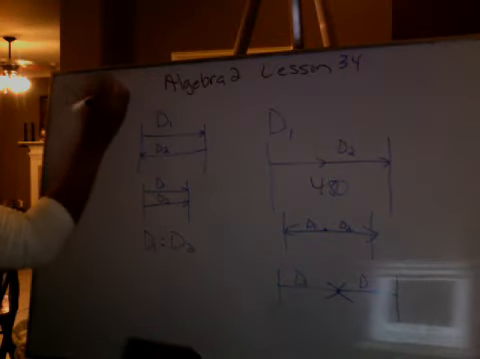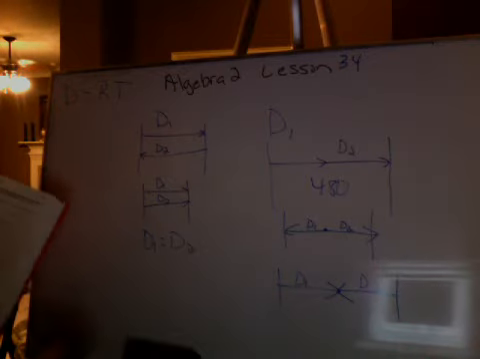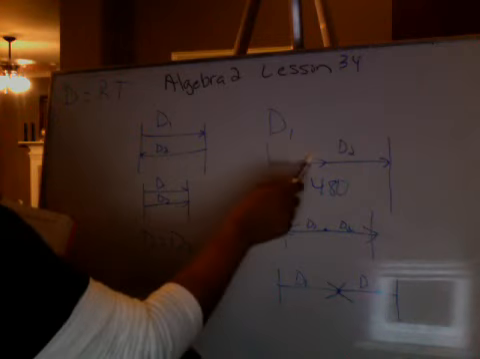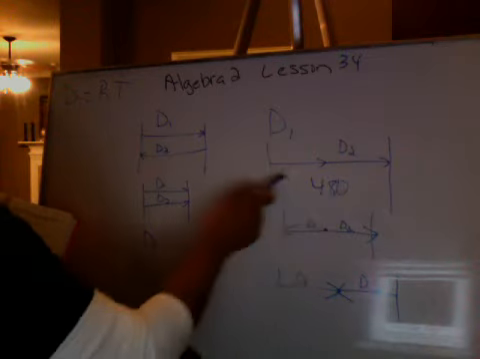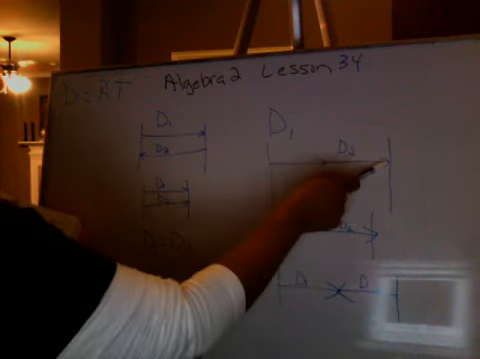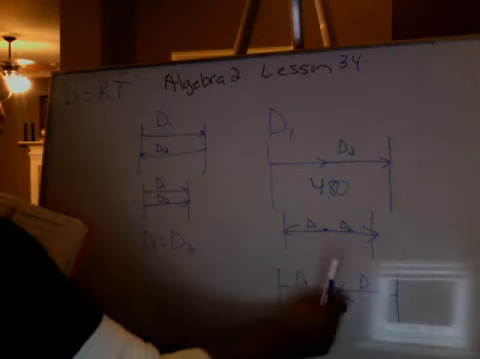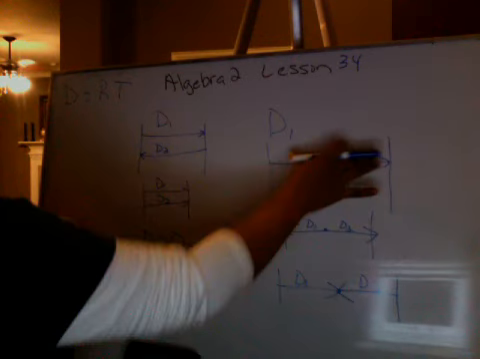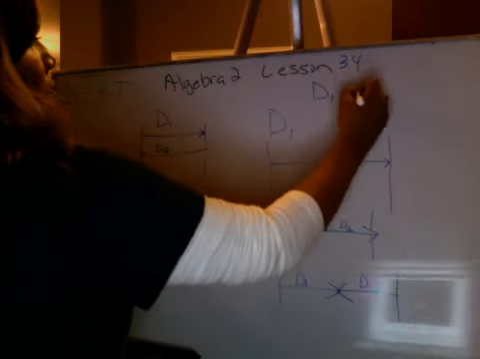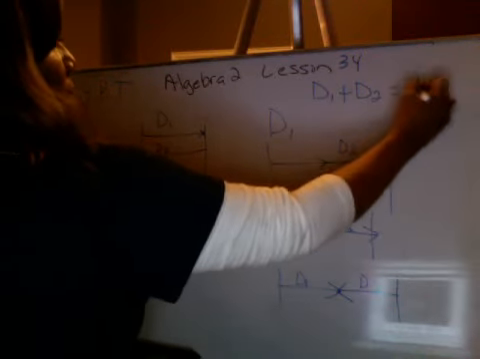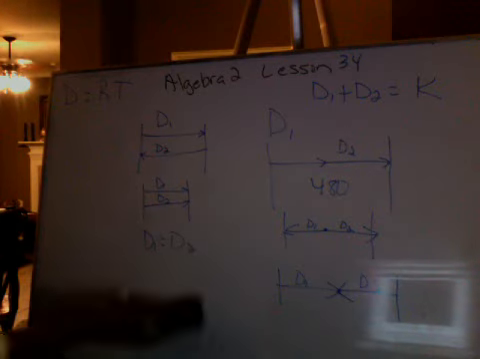Rate times time. Then we learned, a few lessons later, that sometimes the distance of 1 plus the distance of 2 equals k. They could be going in opposite directions, or they can come together to meet. But together, their distances added together equal some number, so you've got d1 plus d2 equals k. This example shows 480. Well, we're going to learn another one.